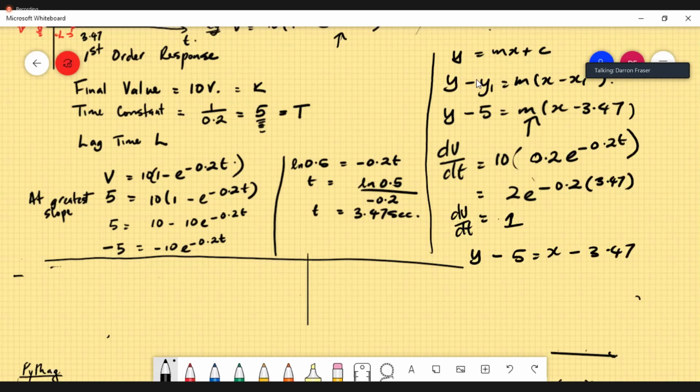So now we want to find the log time. It should have been a t. Let me put a t here. It's not x. The x-axis is the time axis, so it's a t, not an x.